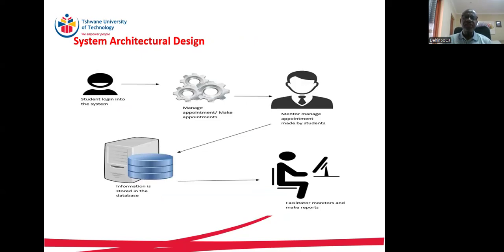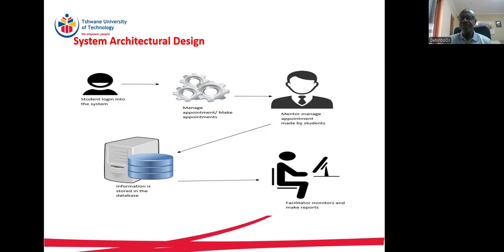So the architecture of the system basically involves the student logging into the system, managing and making appointments when necessary. The mentor also logs into the system and makes available the times that they are available. And then all their information is stored in the database. What specialization can they cater for? So that students can see this, and then the student can see which mentor is suitable for me to book.